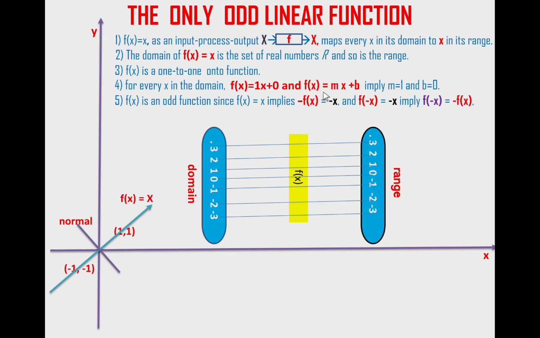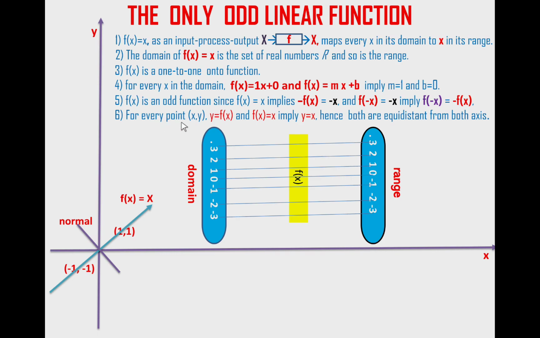So the left hand sides must be equal, and this is what we're implying: f of minus x equal to minus f of x. And this is the condition for a function to be odd. If a function satisfies this, then the function is odd. So that's a proof that f of x equal to x is an odd function. Let's take a look at the next characteristic.